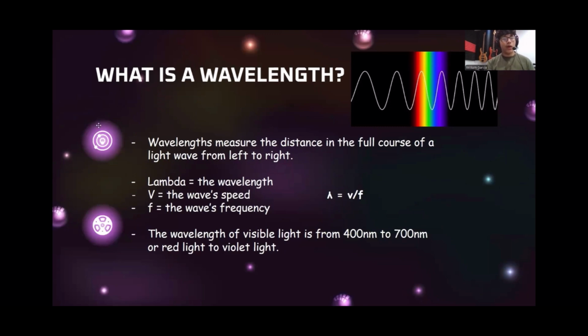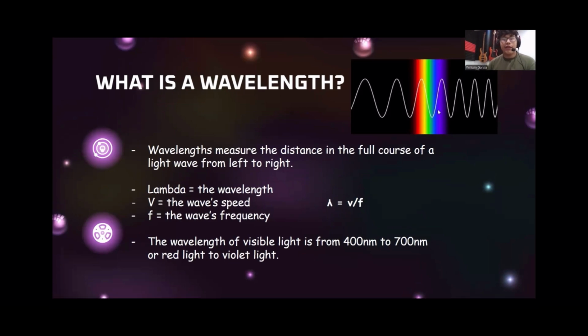So let's talk a little bit about what a wavelength is. A wavelength is, as you see from the picture, a wavelength that focuses on light. Wavelengths measure the distance in the full course of a light wave from left to right. This is the same formula that we've used in class, where lambda equals V over F, where lambda is the wavelength, V is the wave speed, and F is the wave's frequency. So the wavelength of visible light, like I said earlier, is from 400 nanometers all the way to 700 nanometers, or we could also see that as from red light all the way to violet light.